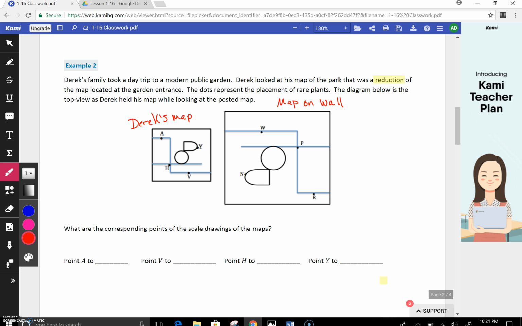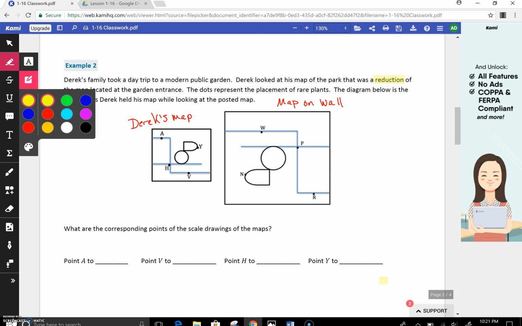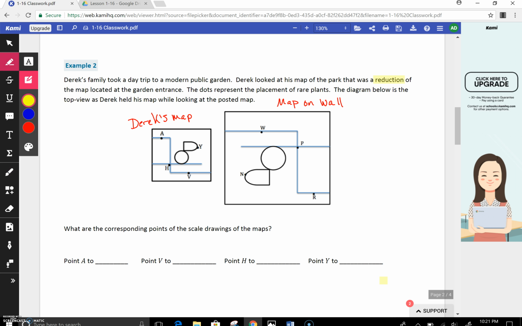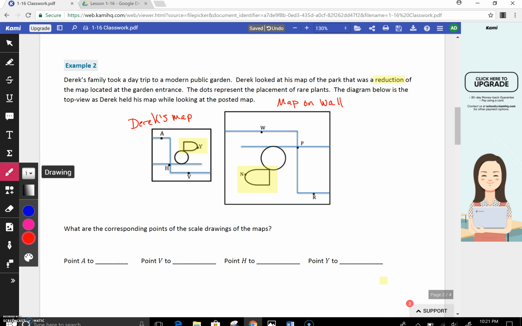Derek is holding his map in a different way than the one that's on the wall. So if you look here, this is a part where it's easy to see. This part of the garden, it kind of looks like a D on Derek's map. And on the wall map, it looks like a backwards D. So he's holding it at a different orientation than the one on the wall. So that can make it confusing as to where he should go.